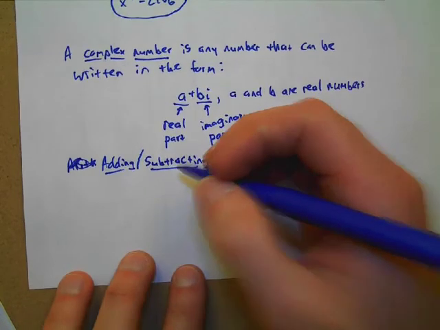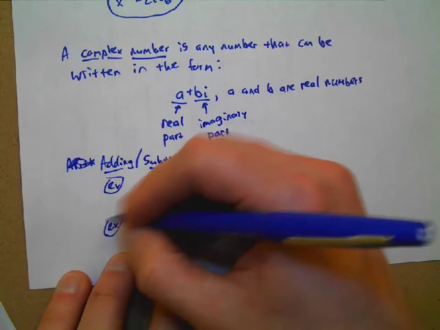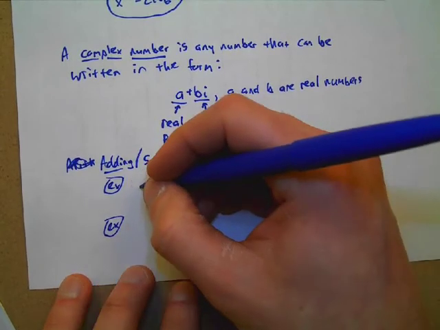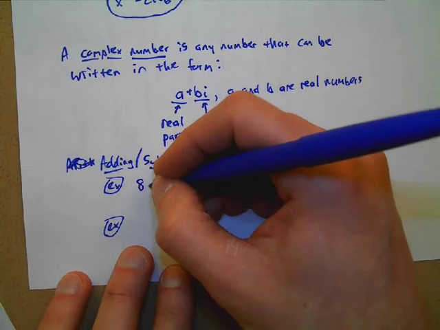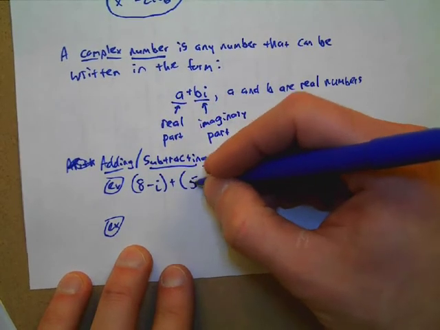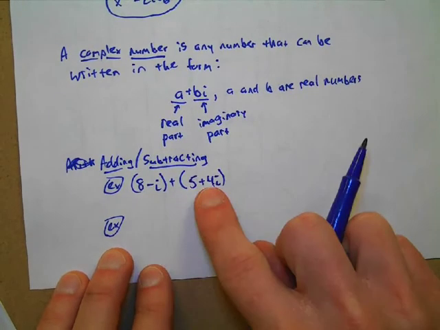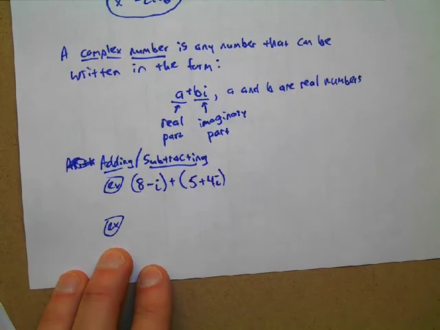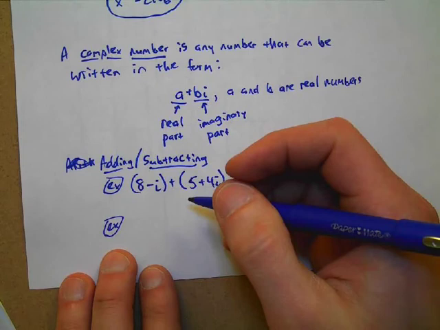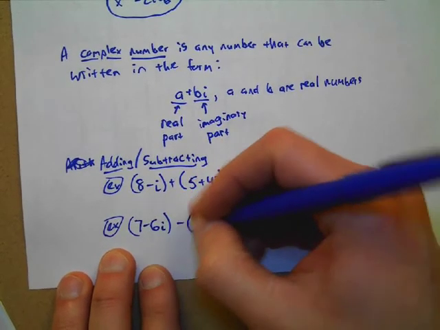I'm going to just give examples with adding and subtracting. I'm not even going to do any sort of abstract stuff here. So I'll do 8 minus I plus 5 plus 4I. So 2 complex numbers. And we'll also subtract 2: 7 minus 6I minus 3 minus 6I.